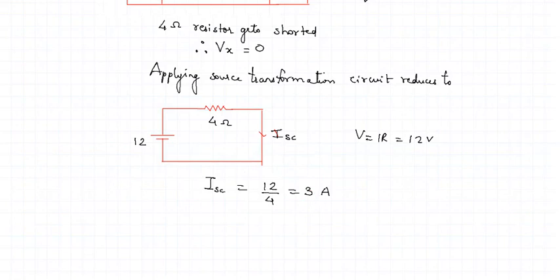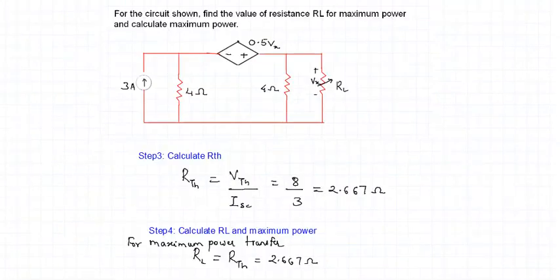So we reach a step wherein now we know VTH, we know ISC. The third step, when there is a dependent source involved in the maximum power transfer theorem, is to calculate RTH. The equivalent resistance of the network is now calculated taking the ratio of VTH by ISC. So taking the ratio of VTH by ISC, we get the resistance as 2.66 ohms.